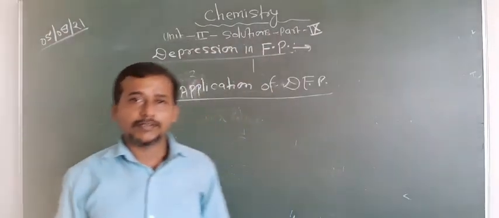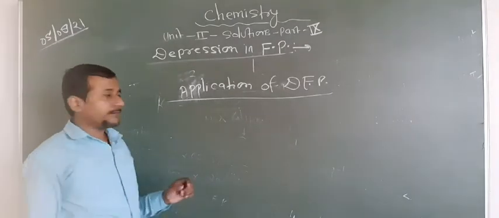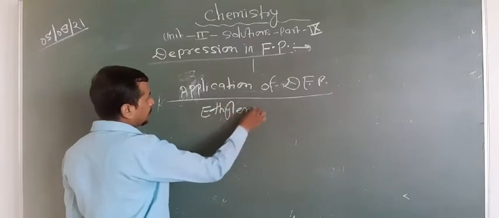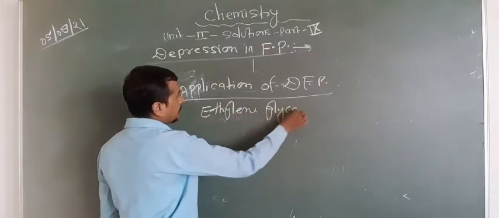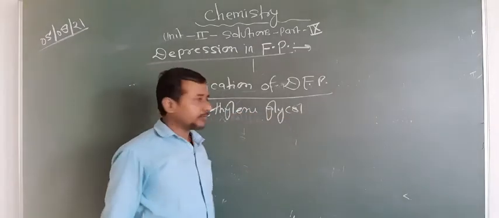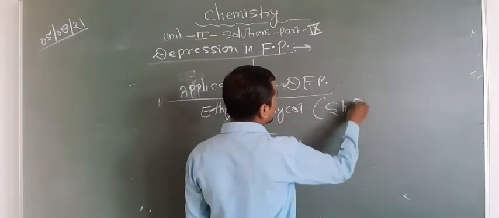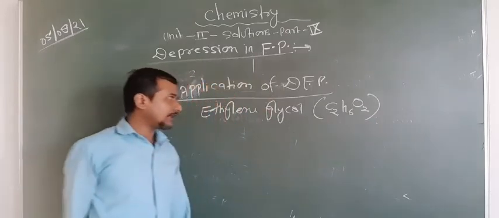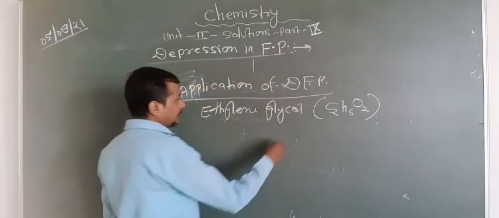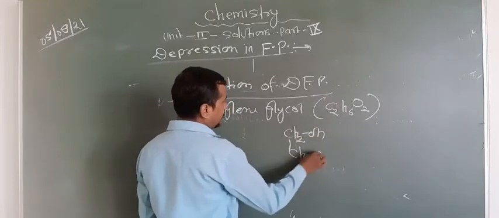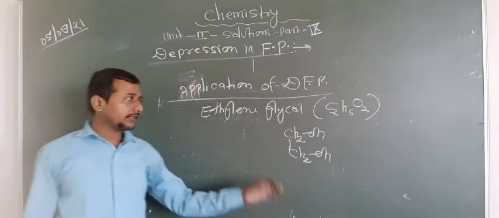So now the first application is that we can use ethylene glycol. The name of this chemical has come up so many times. The formula of this is C2H6O2. Are you getting this point or not? You can write the structure like this: CH2OH, CH2OH. Okay, so this is ethylene glycol.